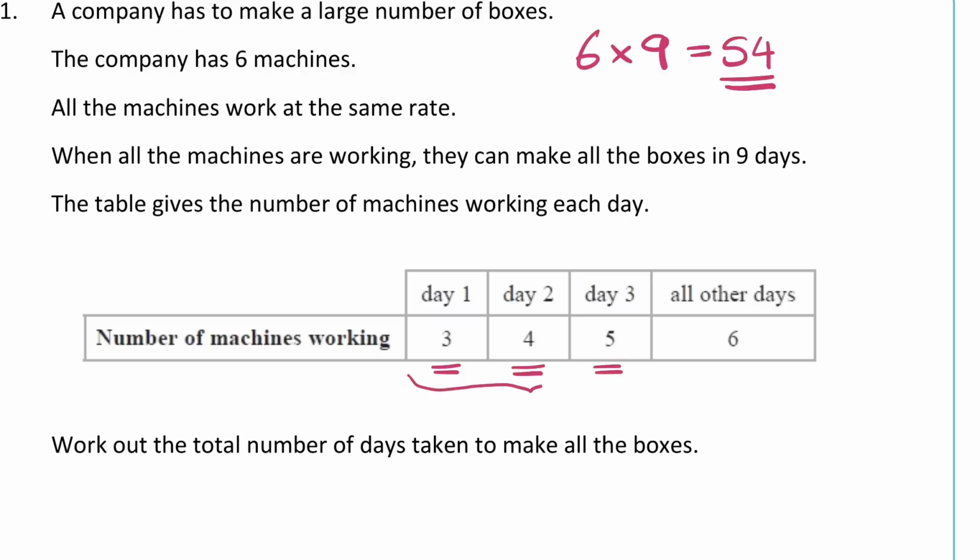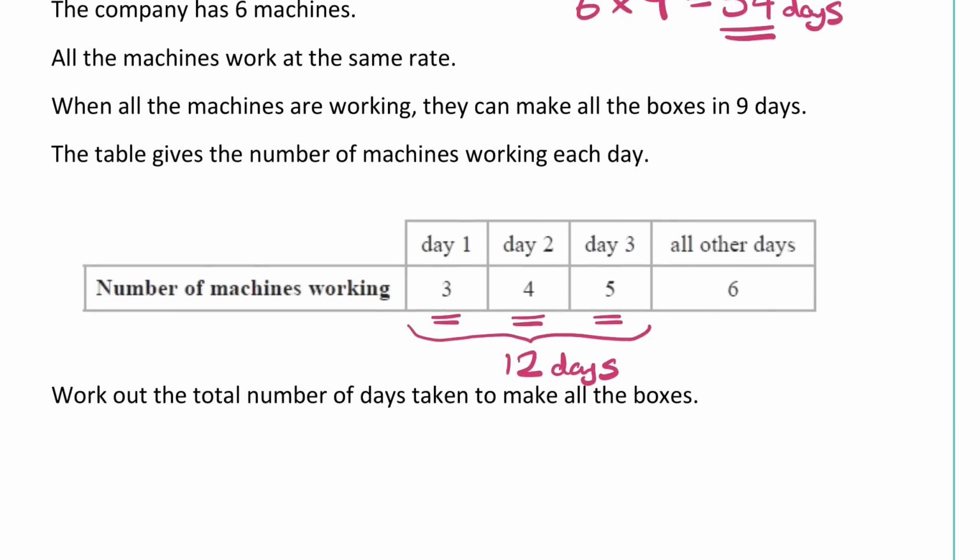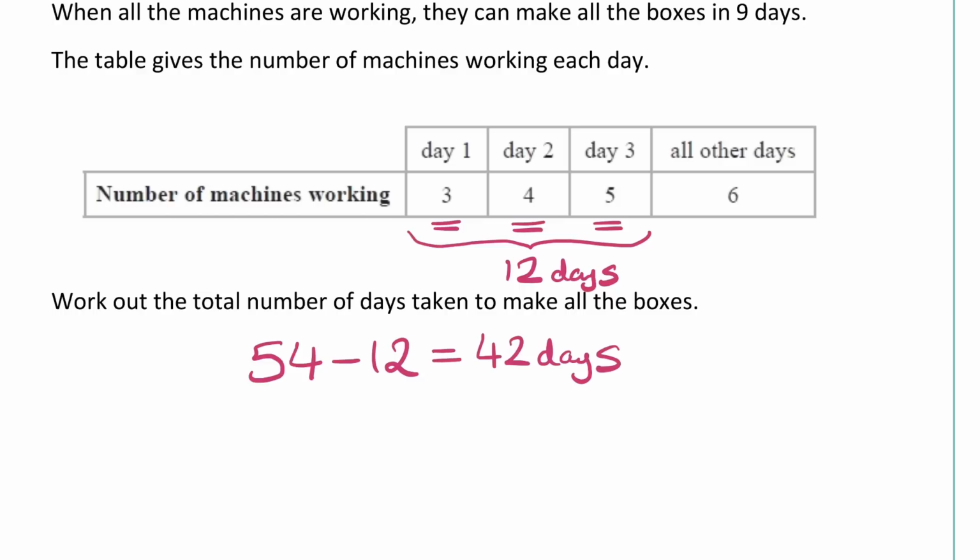Now in total, if we add those together, that's 12 days of work. Let's put it up here, it's 54 days, and we have 12 days of work going on in the first 3. It says all of the days there are 6 machines on, but we don't know how many days there are, so we can't really count them up just yet. But we can say the total, we know it takes 54, take away the 12, that leaves us with 42 days of work left to do after day 3.